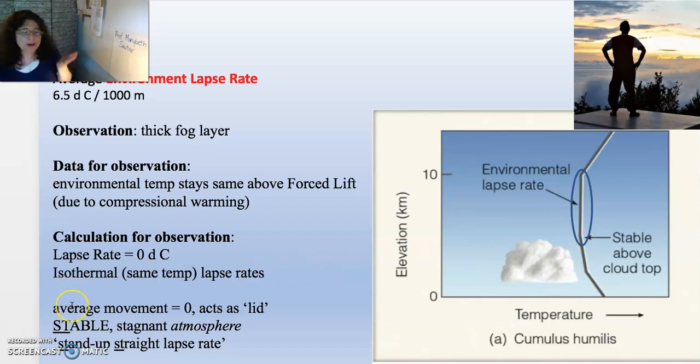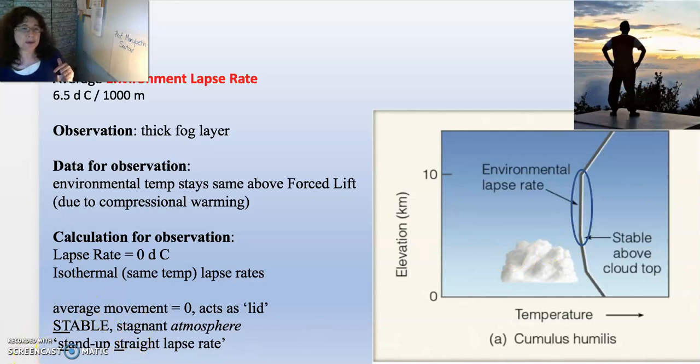We look at the average movement of this stable atmosphere as being very close to zero. There was some movement upward here, and there is a downdraft near here, but once you get into the isothermal area, you're very close to zero for the movement of this stable atmosphere. This tends to be another stagnant atmosphere, and you can think of it as looking for data that shows environmental lapse rates that stand up straight. So stand up straight lapse rate is associated with stagnant atmospheres and stable atmospheres.